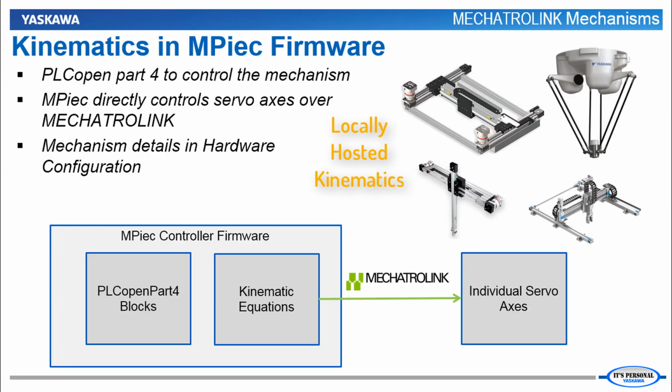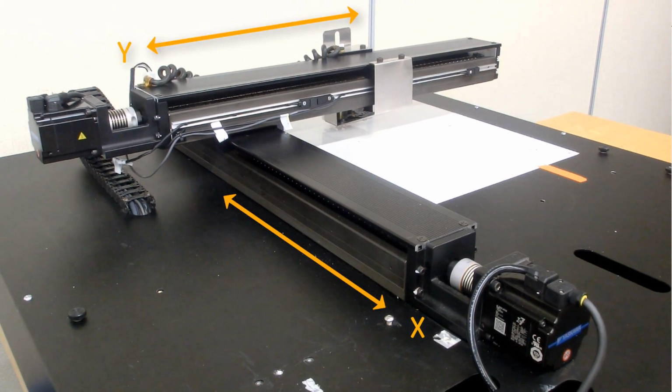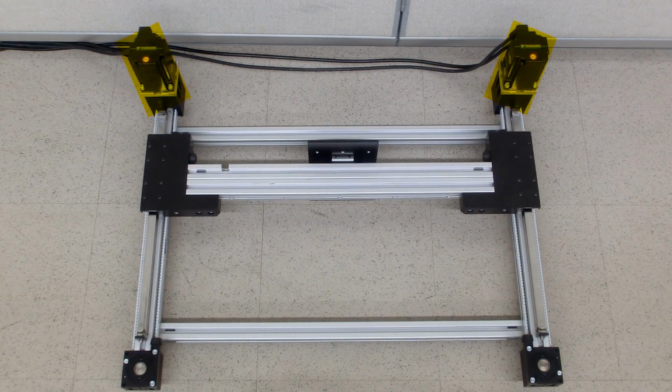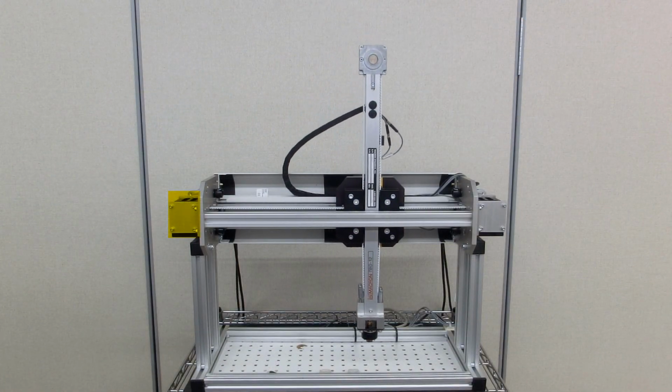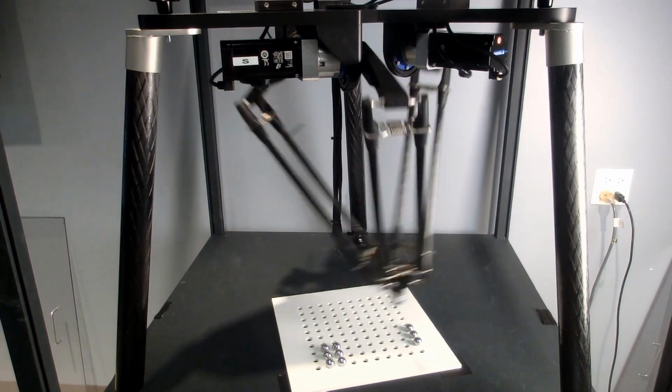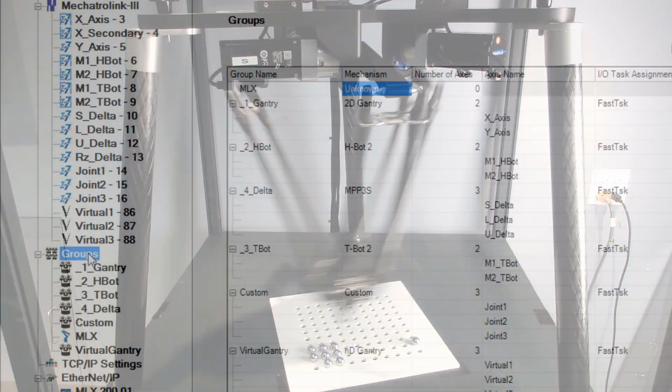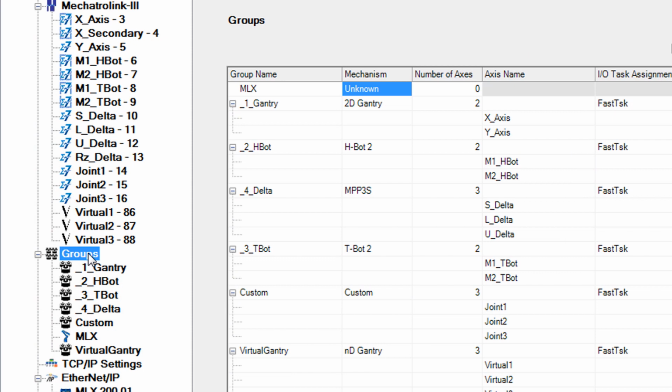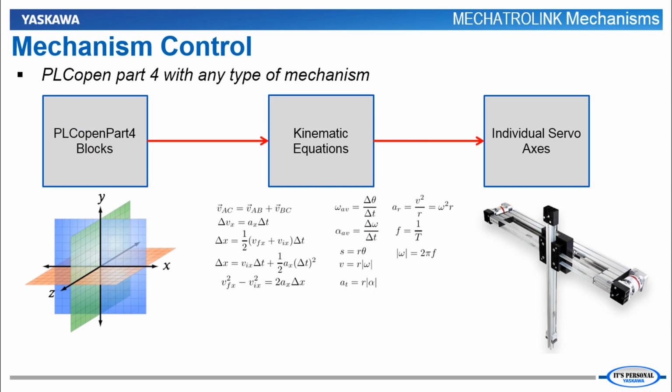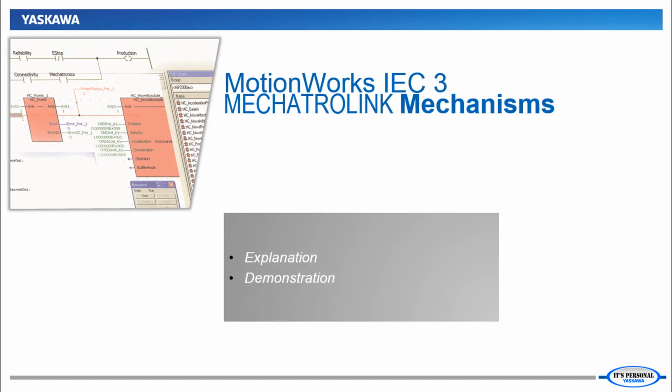The MPiec controllers can use MECHATROLINK servos to directly control a variety of mechanisms, including gantries, H-bots, T-bots, and Delta robots. They are all set up using groups and the hardware configuration. Kinematic equations in the controller firmware produce multi-axis coordinated motion to control the servos of these specialized mechanisms. Now, let's look at this in more detail.